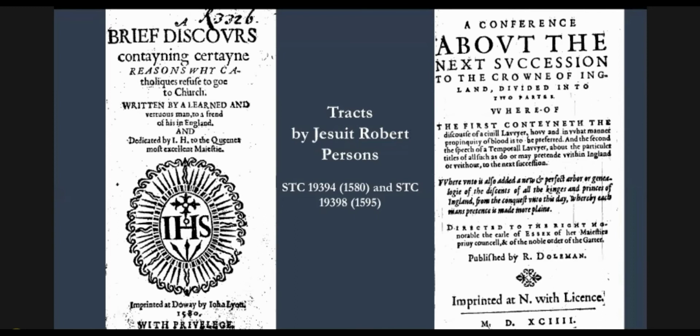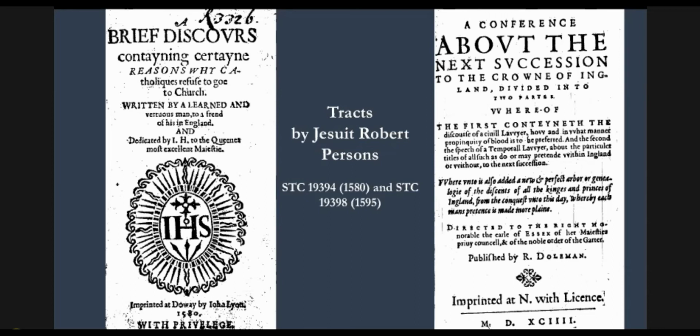For example, Jesuit Robert Parsons' controversial text, A Brief Discourse containing certain reasons why Catholics refuse to go to church, does not identify its author. It is attributed on the title page to a learned and virtuous man and contains a dedication by I.H. to Elizabeth I of England. I.H. stands for John Howlett, which was one of Parsons' pseudonyms. The imprint claims that the discourse was printed in Douay by John Lyon, whereas it was actually printed in East Ham, London, by the Green Street House Press.